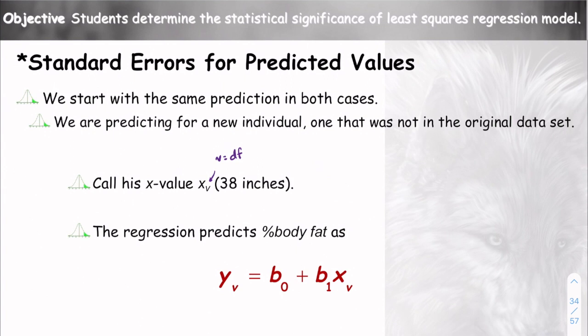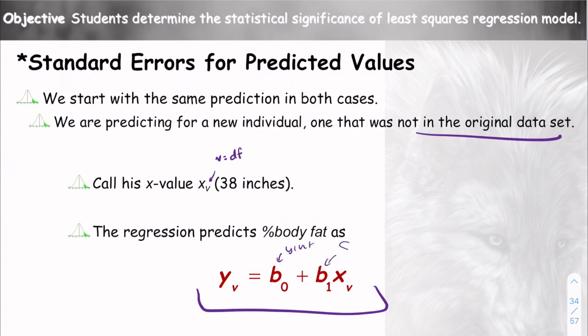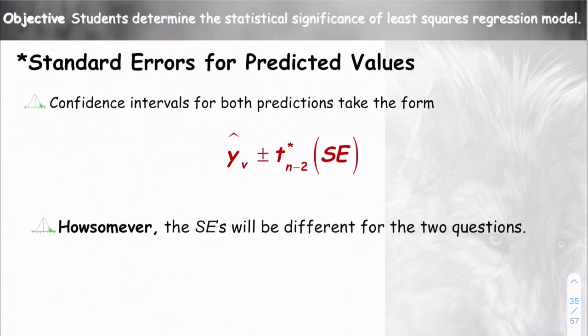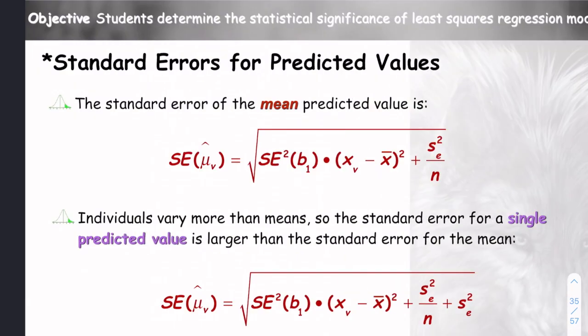So we start with the same predictions in both cases. We are predicting for a new individual, one that was not in the original data set. And the regression model predicts the percent body fat as, well, here is our regression formula. We have our y-intercept, and we have our slope. So y equals a plus bx, or b naught plus b1x. And our confidence interval for both predictions will take the form of y hat of 38 plus or minus our t critical value of n minus 2 times our standard error. Here is the only catch. The standard errors will be different for the two questions. And these will just be two new formulas that we're going to throw into the mix.